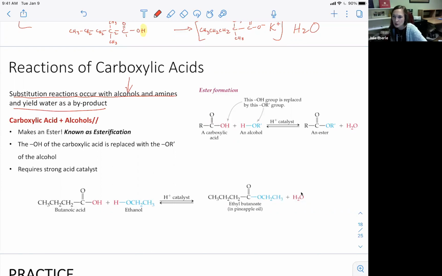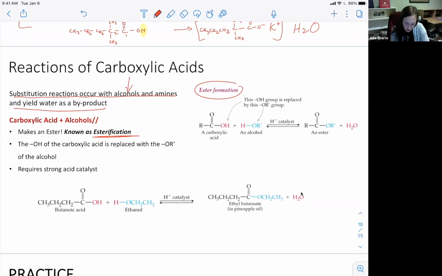We're going to do a substitution reaction with a carboxylic acid as one reactant and an alcohol as the other reactant. This is how you form an ester. We call it, this is ester formation. It's known as, it's got this fancy word, esterification. I don't care if you know that word or not, but just know that this is how you form an ester.